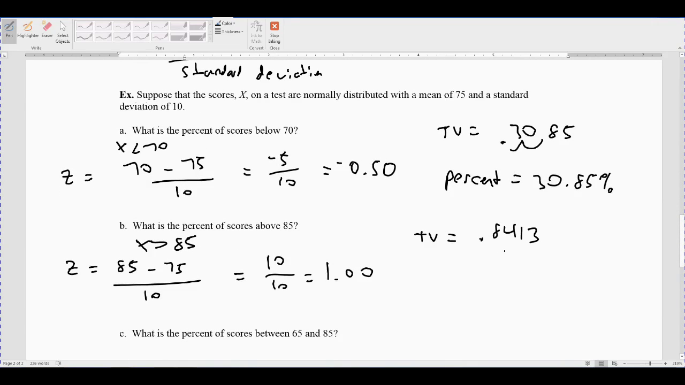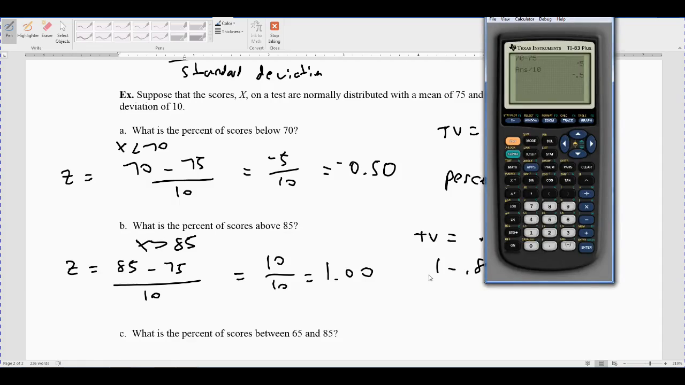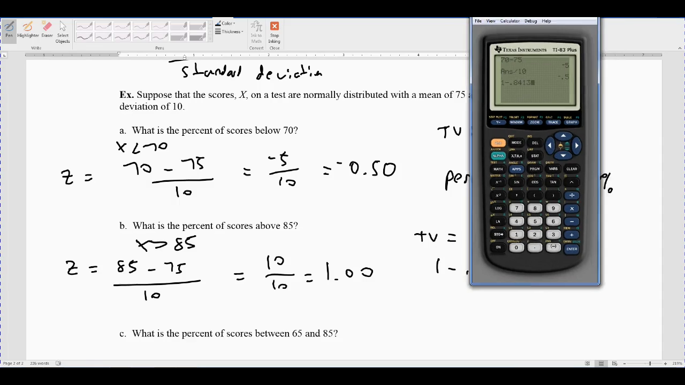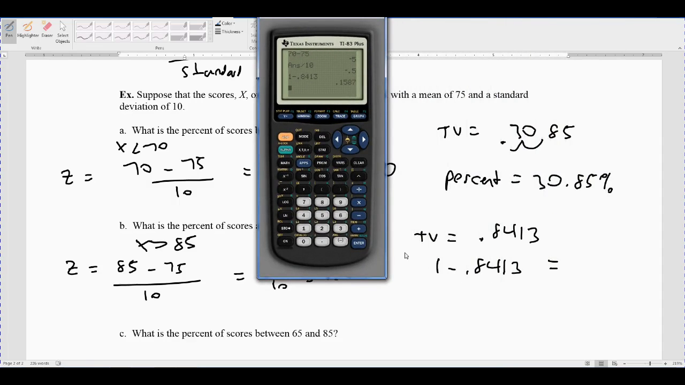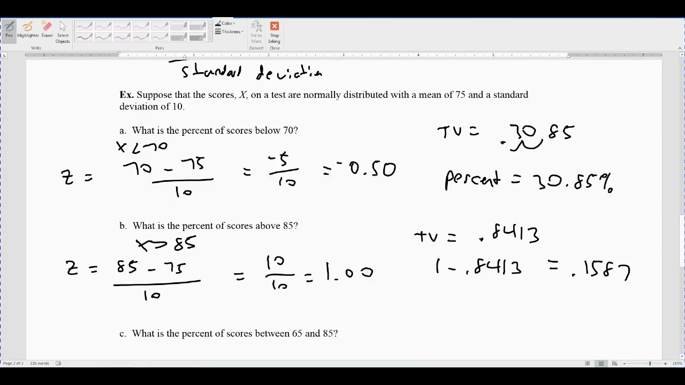Now, do we use that table value? No, we do not, because it's a greater than. Anytime it's a greater than, we do 1 minus the table value. So 1 minus 0.8413, I'm just going to move that over out of my way, is 0.1587. Since it's asking for a percent, the percent is 15.87% of the scores are above 85.